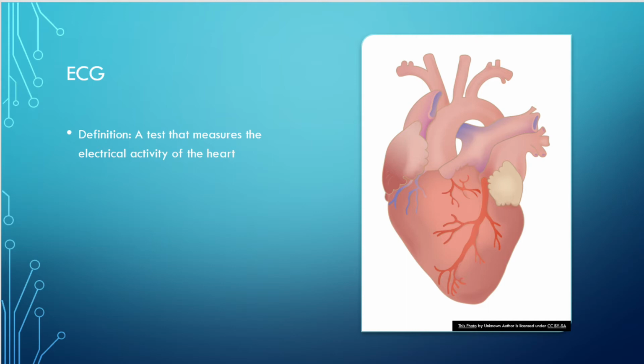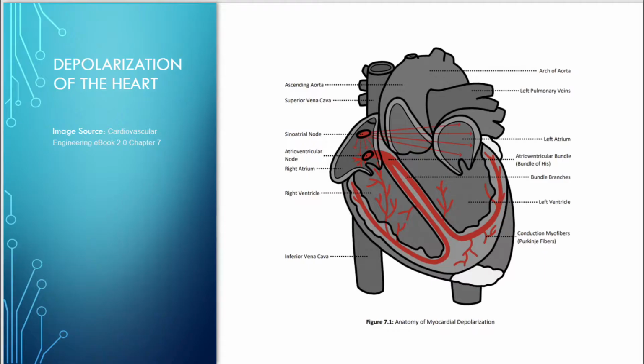Today I'll be talking about the concept of an ECG. An ECG is a test that measures the electrical activity of the heart. The depolarization of the heart starts at the sinoatrial node and spreads rapidly to the AV node. At this point, the depolarization is delayed so that the blood can move from the atria to the ventricles.